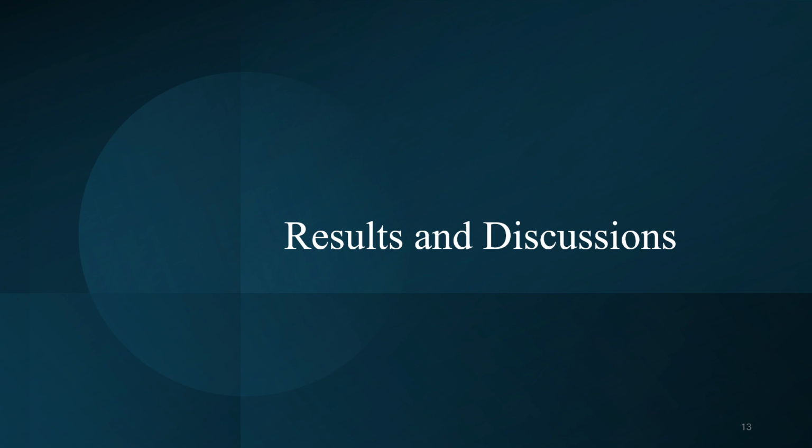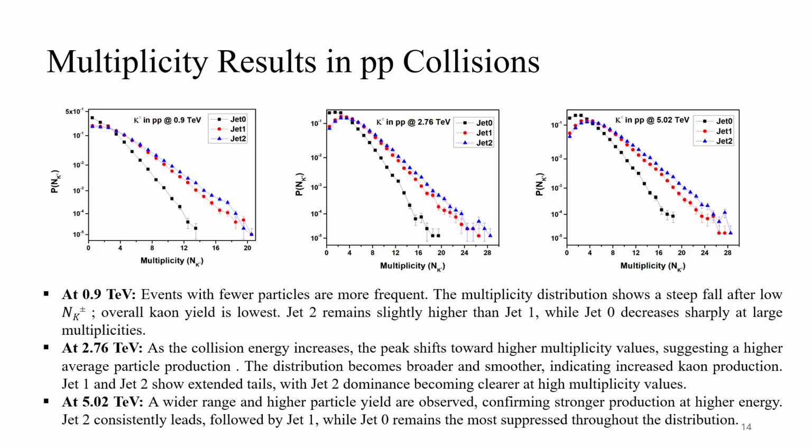Now, here are our results and discussions. Here are the multiplicity results in proton-proton collisions. We are using five different energies: 0.9, 2.76, and 5.02 tera-electron volt are shown here right now. On the x-axis we have the multiplicity, and on the y-axis we have the probability of the charged particle production. As you can see, the events with fewer particles are more frequent, because at the low value of the multiplicity there is more probability of the production of charged particles.